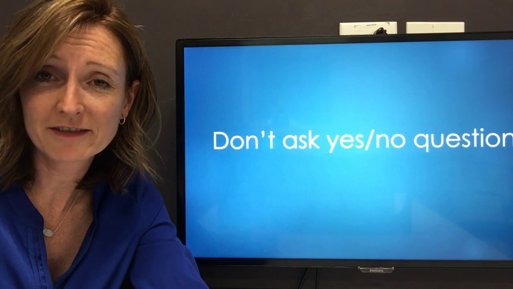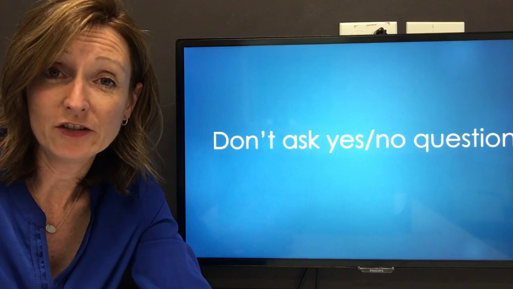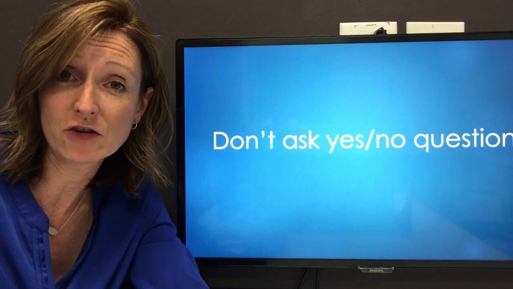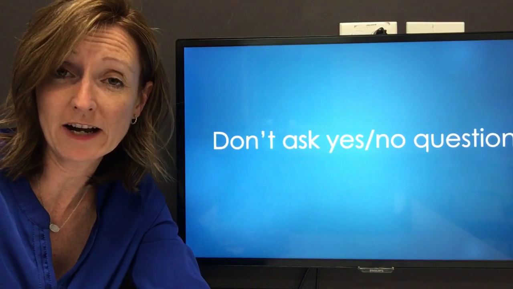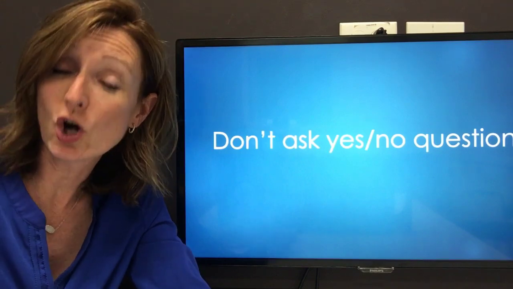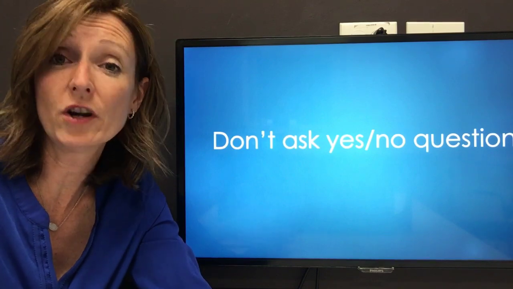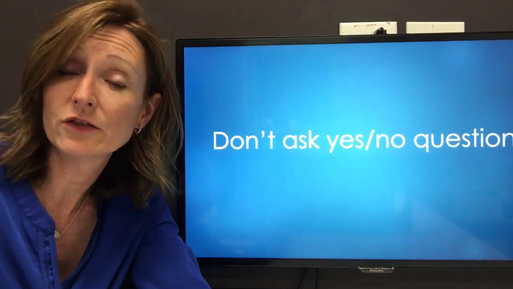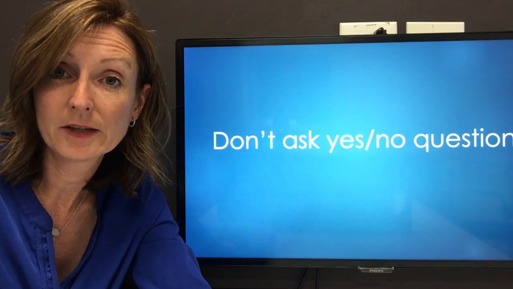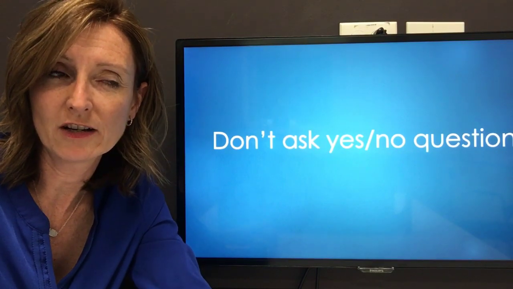Don't ask yes/no questions. Well, why is this? Well, you remember, you want to gather data. You want to ask questions that gather more data, that give you more information, that can help you assess your patient correctly. So if you ask a yes/no question, all you're going to get is yes or no. But if you ask an open-ended question, then you are at an increased chance of gathering more data and developing that conversation so you can actually get to the information that you need to properly care for that patient.